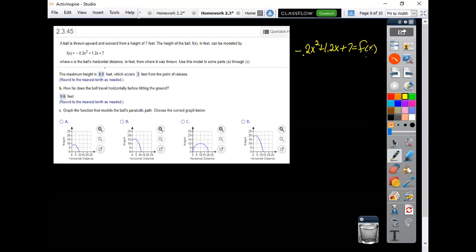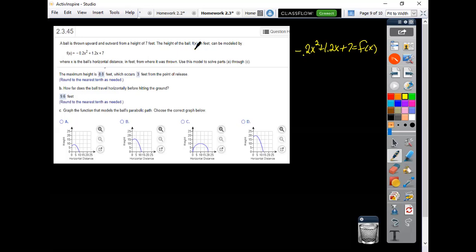So if you look at the graphs down below, I don't think you'll have those at first. Those will show up after you answer each of the other parts. The height of the ball in feet, x is the ball's horizontal distance, and then the y represents the height of the ball, right up here. The height of the ball is your f of x, so what's the first question?